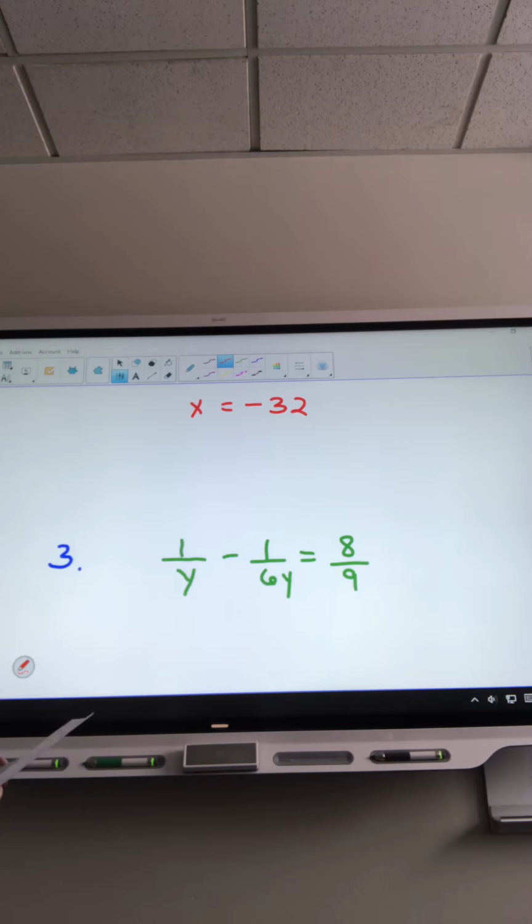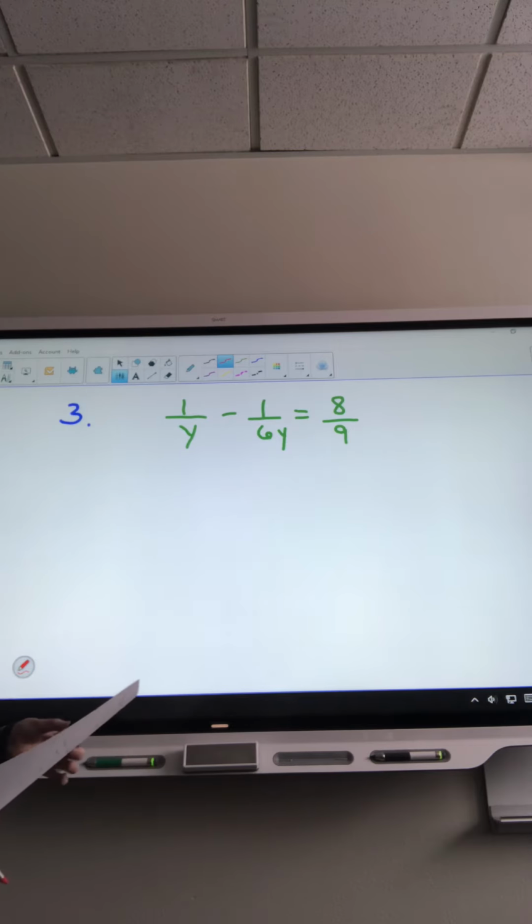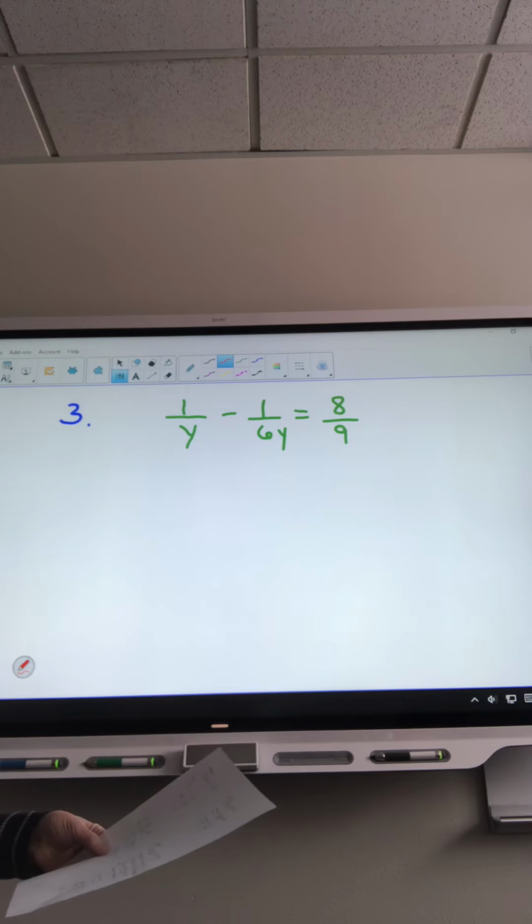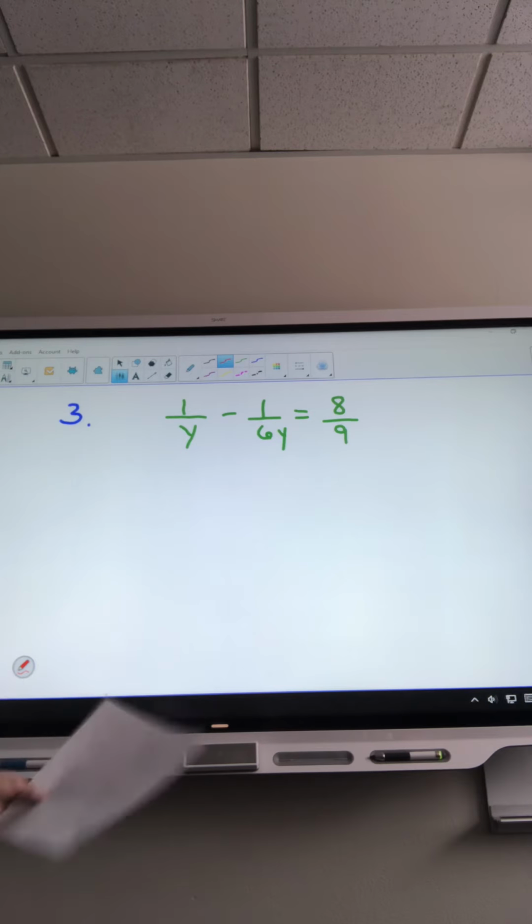All right, so then for number 3, I'll let you know what the answer is going to be again, so if you want to skip, you can skip ahead. The answer for number 3 should be 15 over x. So let's see how we get that.